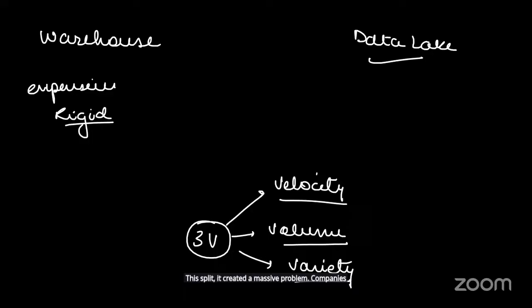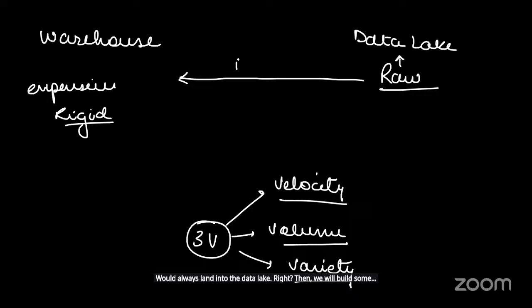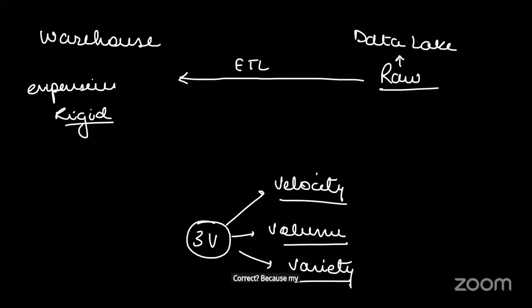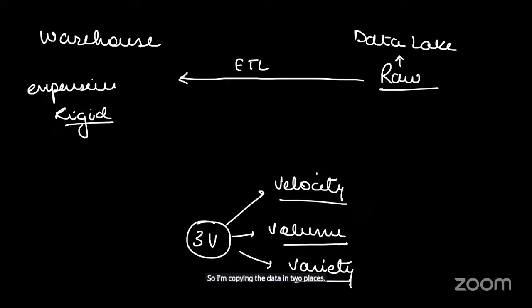Companies were forced into a complex and inefficient two-copy architecture. Data would first land into the data lake, and that is something which has been followed in almost every organization. Your raw data would always land into the data lake, right? Then we build some ETL pipelines and put that data into a data warehouse, right? Now you see, the raw data and the data warehouse will have somewhat common data. There will always be an intersection of data between them, correct? Because my data was present in the raw format, and what I've done is just clean it and put it into the warehouse. So I'm copying the data in two places, right?